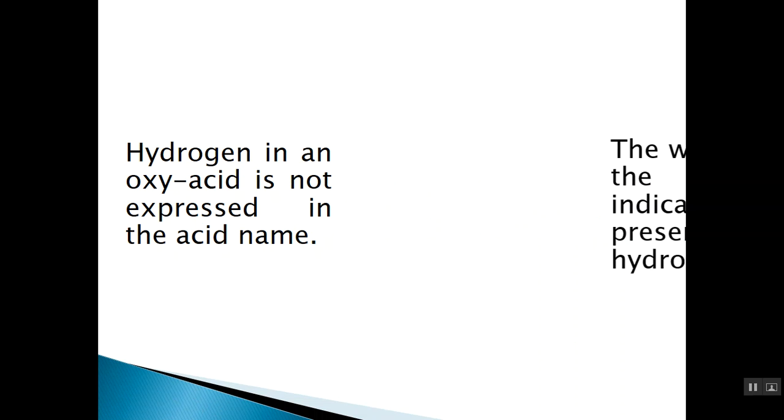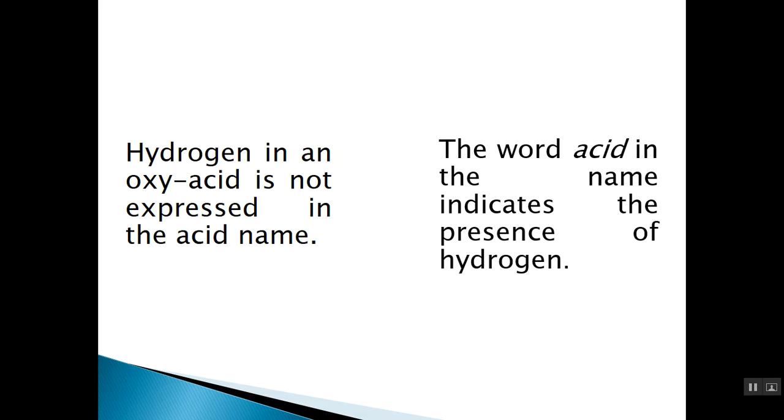Now, in naming these compounds, we do not express the existence of hydrogen in the acid name, and that's because the word acid at the end of the name will indicate the presence of hydrogen. So that's one big difference between naming oxyacids and binary acids. If you remember, all the binary acids that we talked about, their names start with hydro. So you have hydrochloric, hydroiodic, hydrobromic, hydroselenic, and so on.